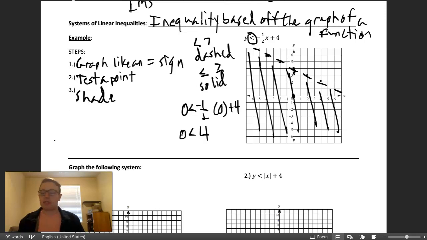Great, so that's really all there is to solving a two-variable inequality. We're going to do some more practice, but just remember your steps are: treat it like you were trying to graph if it was an equal sign, test a point, and then shade accordingly.